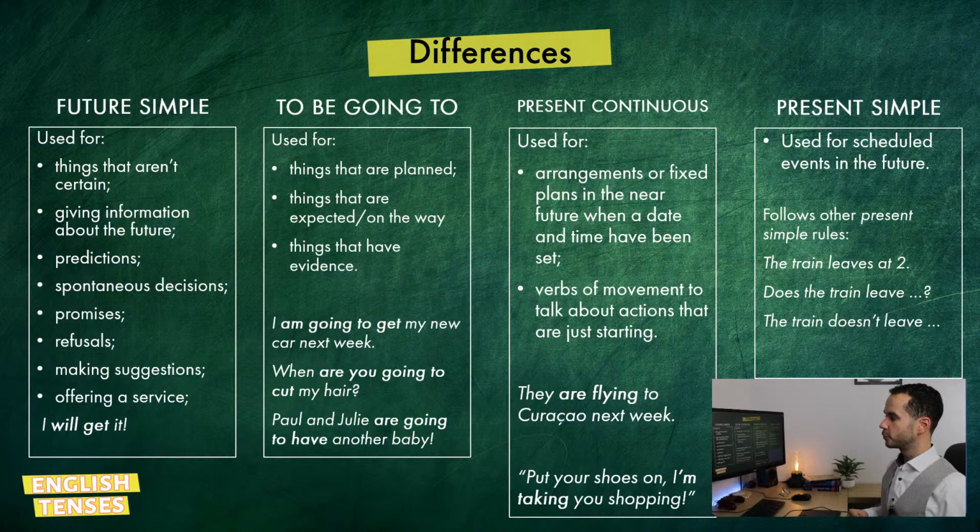Then again, future simple, which is used for things that are not so certain and for giving information, predictions, spontaneous decisions, promises, refusals, making suggestions, and offering a service. So these are the main 4 ways we can talk about the future in English. And as you can see, this is very elaborate and of course very specific. Not all of them can be used interchangeably.